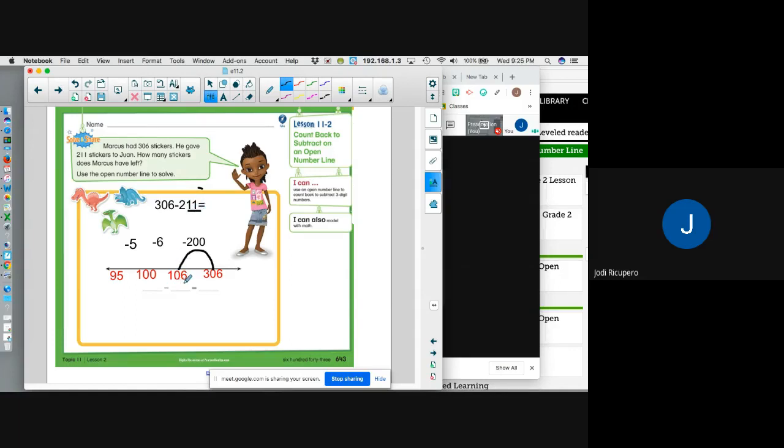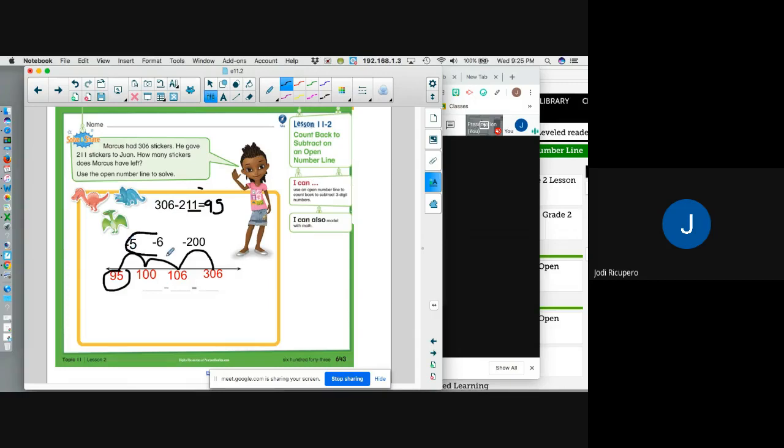Now, I have 106 here. So what I'm going to do first is take away 6 to get to 100. And then I'm going to subtract 5 more, which gives me 95. So 306 take away 211 equals 95.